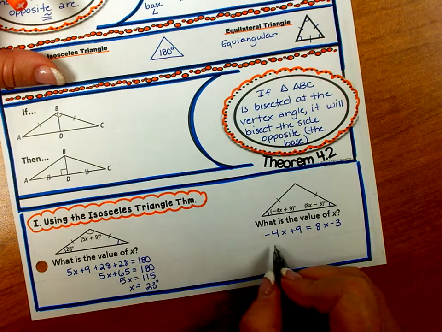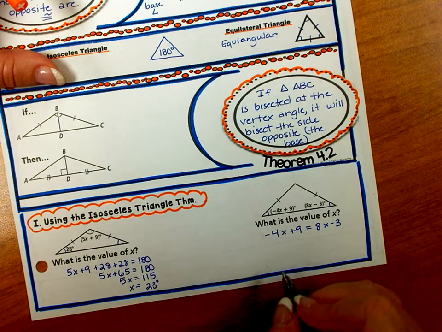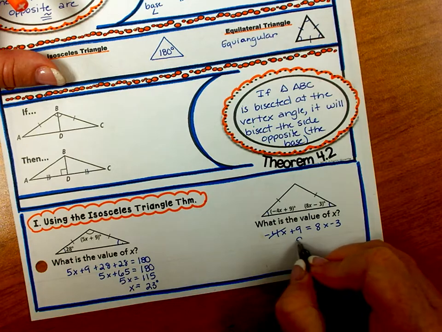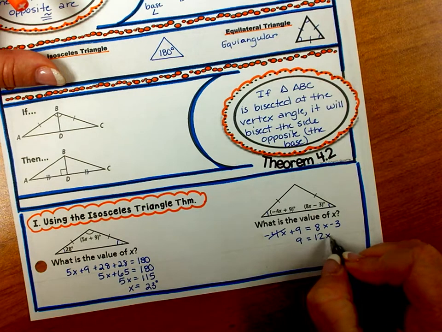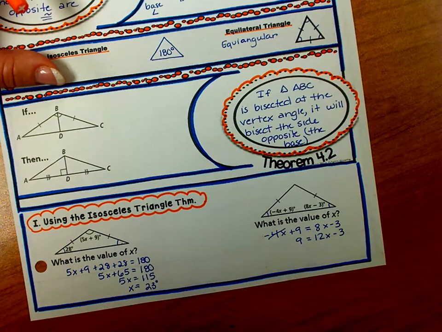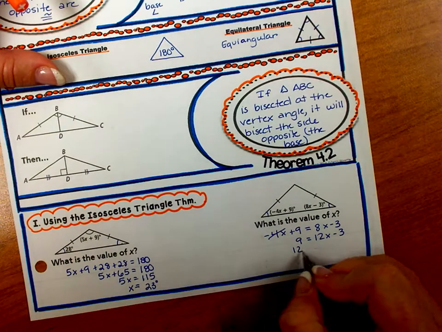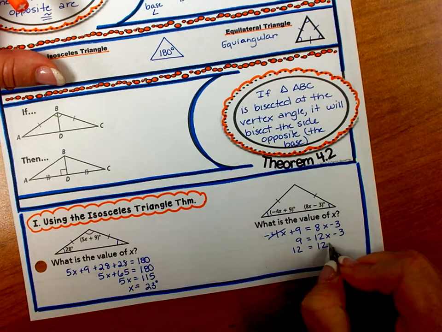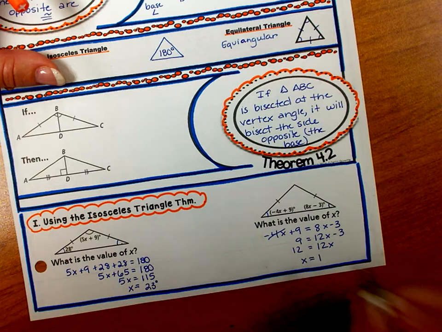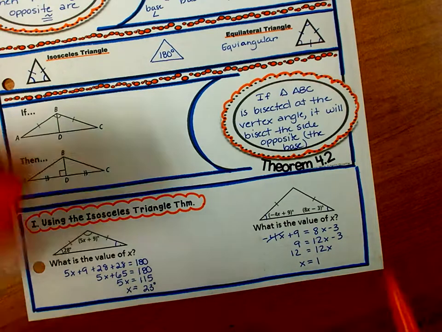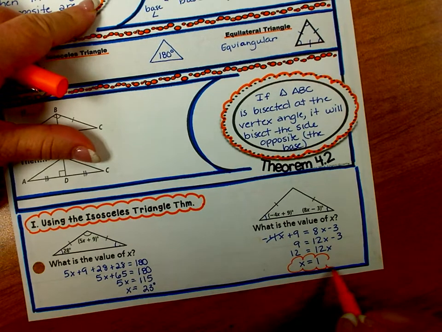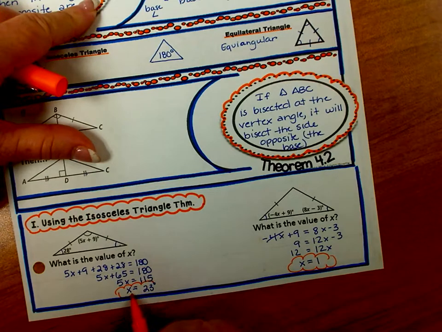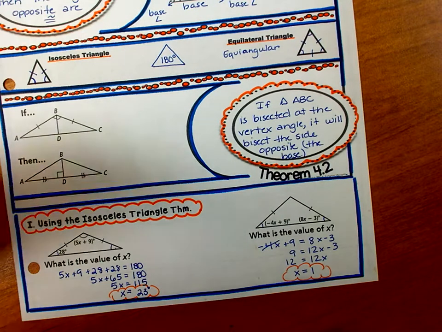If we add 4x to both sides, that one disappears, and we're left with 9 is equal to 12x minus 3. If we add 3 to both sides, we get 12 equals 12x, which means that x is equal to 1. And that's using the properties of Theorem 4.1 and 4.2 to set up equations.